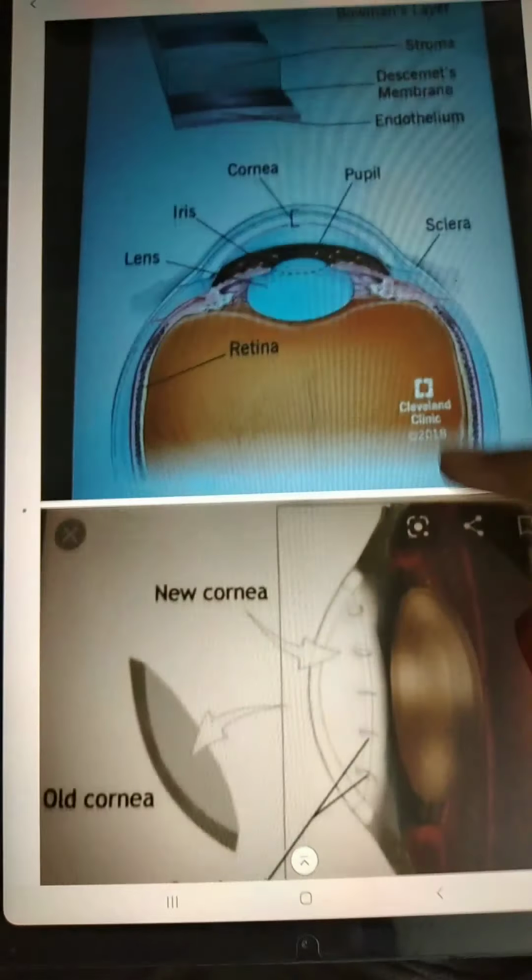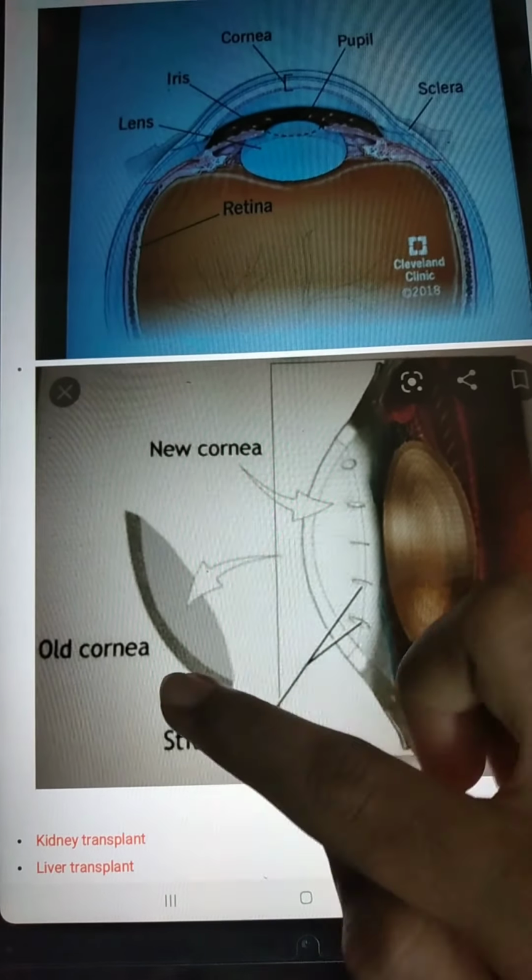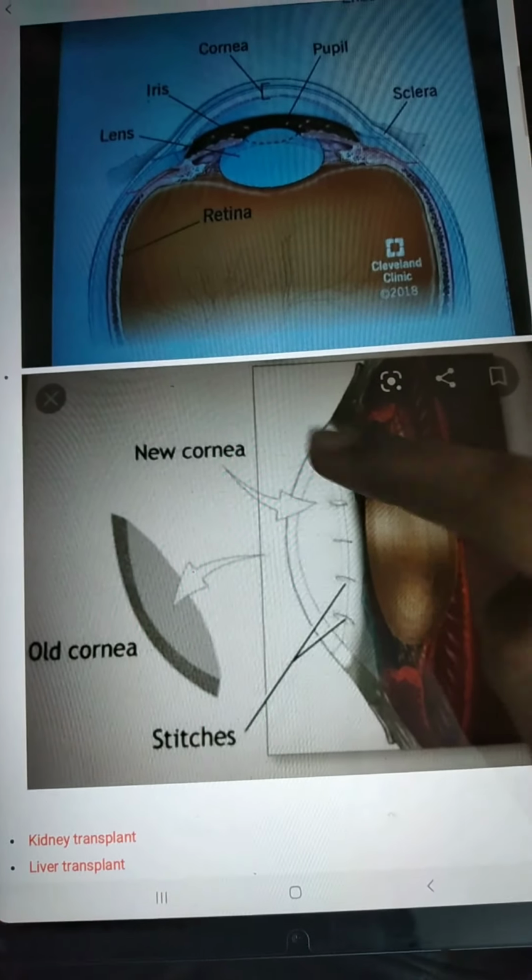Okay, now that was all about corneal transplantation. You can see this was the old cornea that was removed, and this is the new corneal transplant that has been stitched at this site.